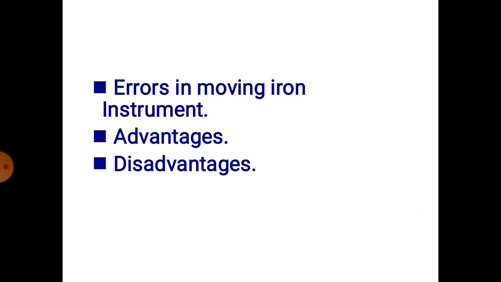Fourth one, simple construction. And next we are going to discuss what are the disadvantages of this type of instrument. So first disadvantage is in DC use, hysteresis causes an error. Second one, scale is not uniform. And third one, errors due to hysteresis, frequency change and stray magnetic field. So fourth one is waveform errors.